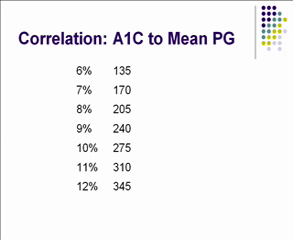Here's your approximate correlation of your A1C to your mean plasma glucose. So when you look at that hemoglobin A1C, you have an idea of what the mean plasma glucose has been. This means preprandial, postprandial. And you see that 7% gets you at 170. So you would like the mean plasma glucose to be below this when at all possible.